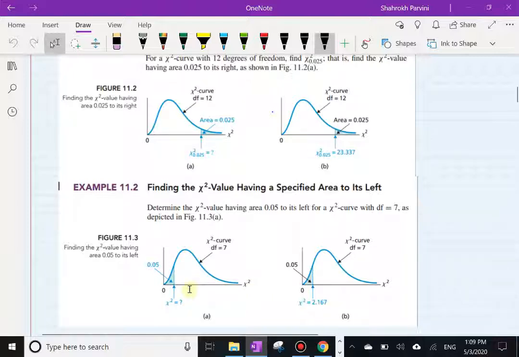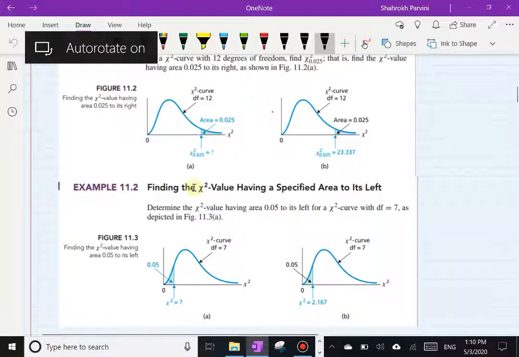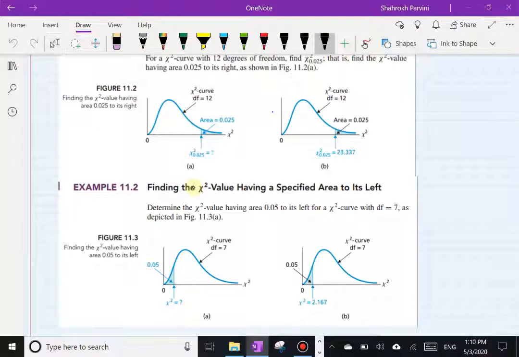The chi-square so that the area to the left is 0.5 is going to be 2.167. Notice there's no subscript on this chi-square as there was on the first one, because that one is the right tail, so he uses a subscript. If he were to use a subscript on this one, by the way, he would have to use chi-squared with subscript 0.95, because remember, the subscript always tells us area to the right. So this would be written as chi-squared 0.95. That's what he could have done here, but he chose to just write it as chi-squared.